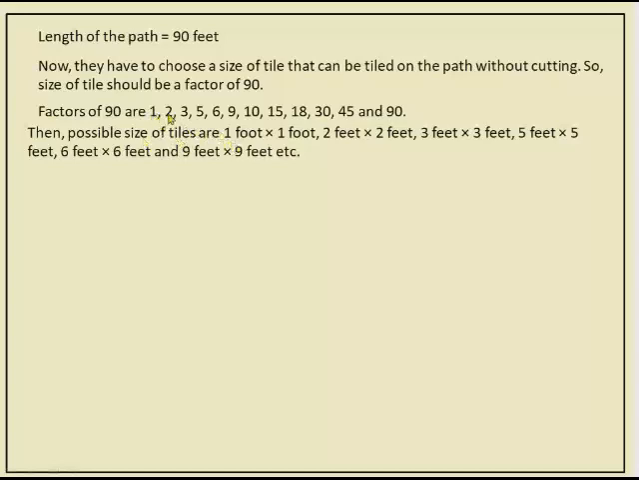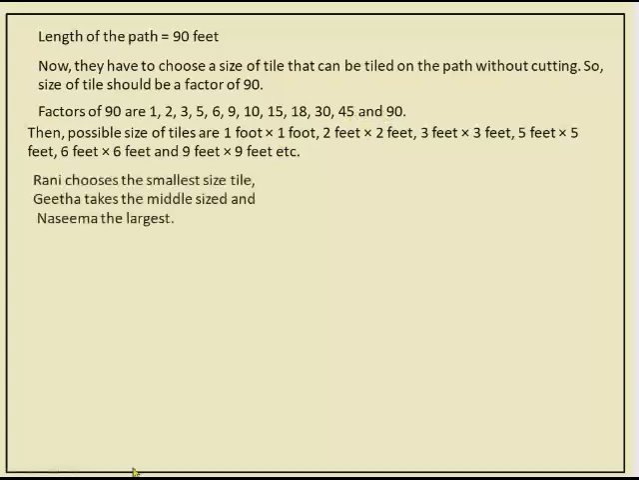1 by 1, 2 by 2, 3 by 3, because tiles are available in square shapes. Square means both length and breadth should be the same. All sides will be the same. No length-breadth concept here. So 3 by 3, 5 by 5, 6 by 6, 9 by 9, 10 by 10, 15 by 15, 18 by 18, 30 by 30, 45 by 45, 90 by 90. So all these sizes can be taken.